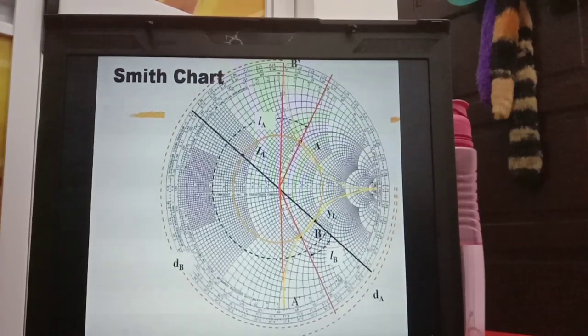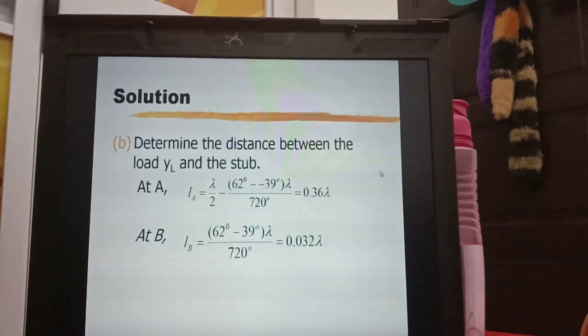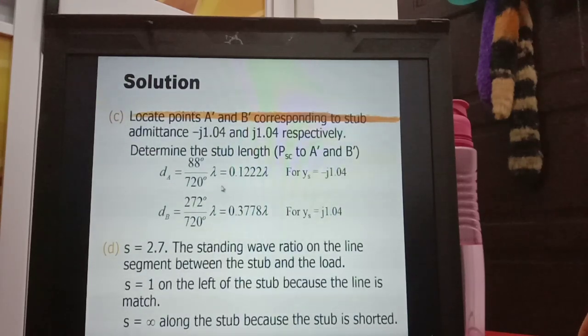The values of dA and dB are 0.1222 lambda for dA and 0.3778 lambda for dB. dA will give us an admittance of minus j1.04. That is the shorter stub line. dB will give us an admittance of j1.04. That is the longer stub line. The longer stub line is to be connected to point B, and the shorter stub line is to be connected to point A.